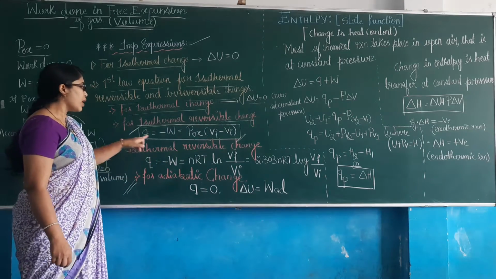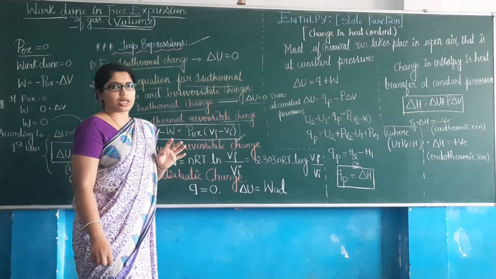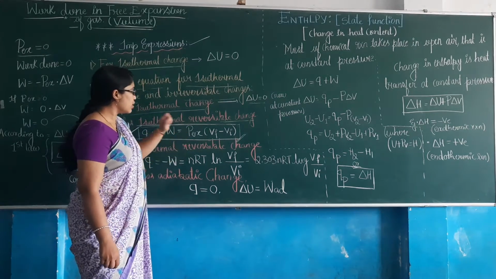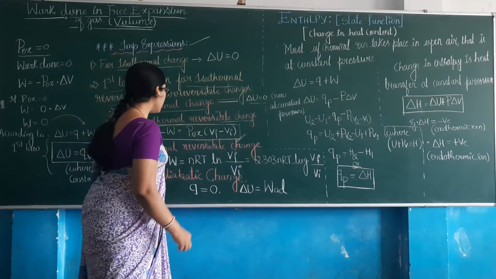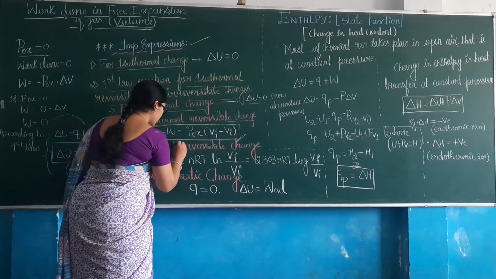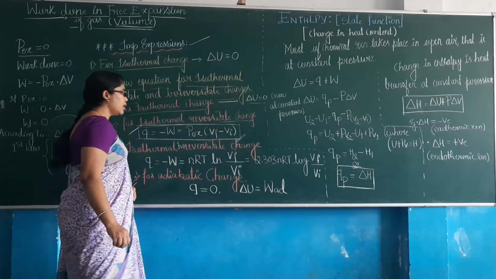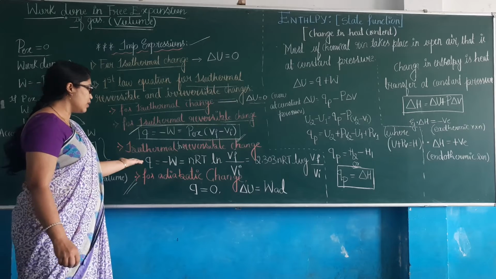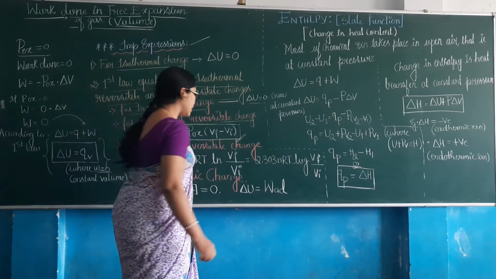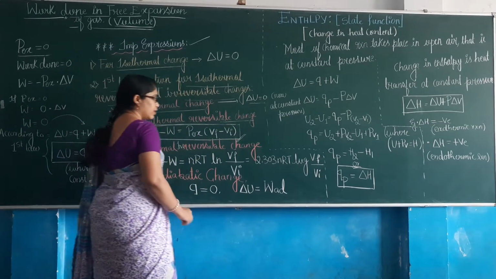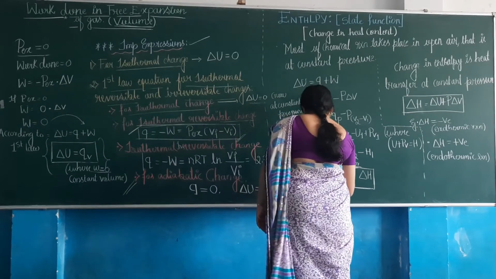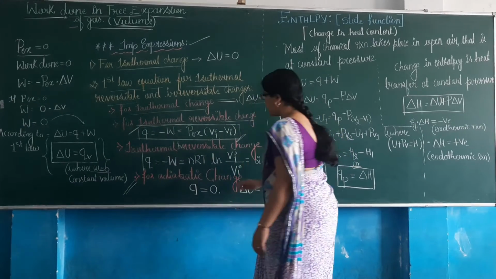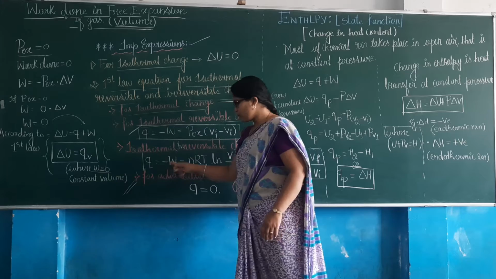Then what we have? Isothermal reversible change. This is for isothermal irreversible change and this is for isothermal reversible change. For the irreversible change, we have obtained this expression. Yesterday we did this one in our previous session. Fine, it will be considered as Q is equal to minus W.